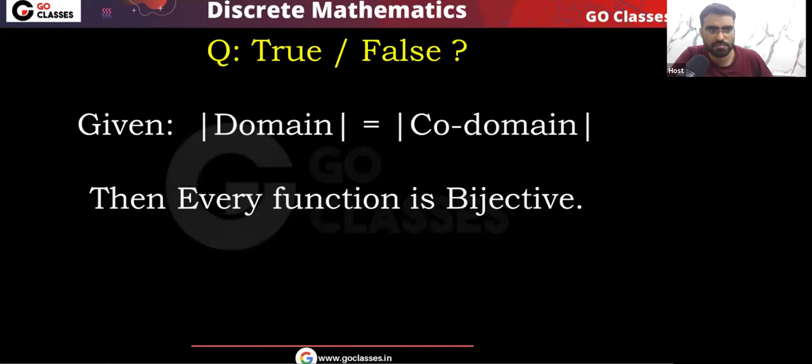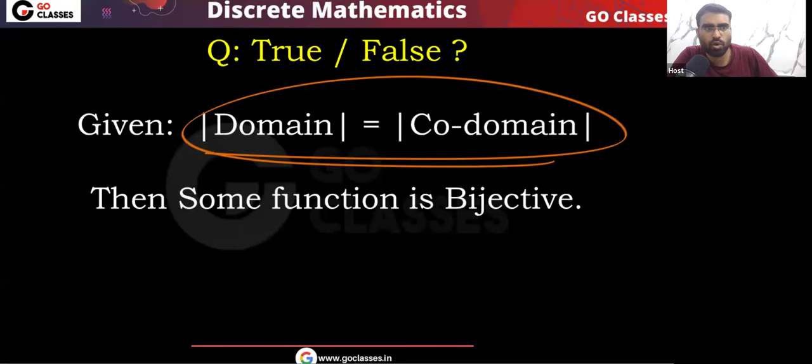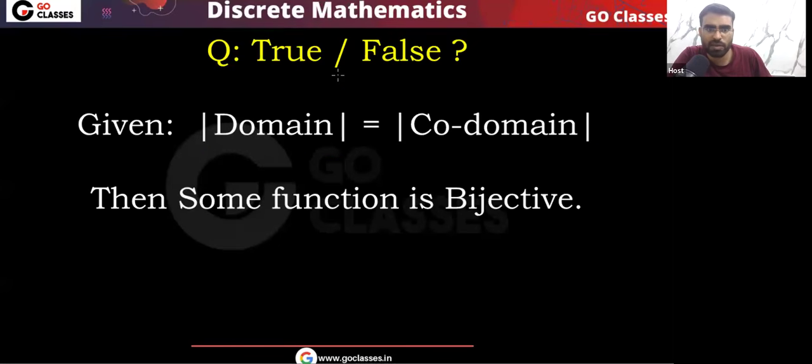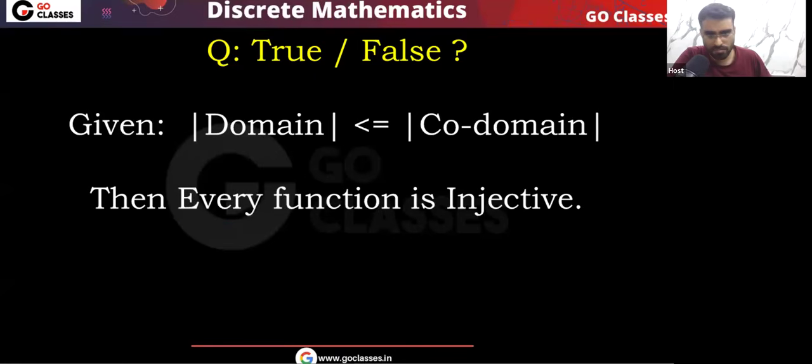Okay. Now tell me the answer for this question. True or false? It is given that domain cardinality is equal to codomain cardinality. Now, every function is bijective. The answer is no. Okay. What about this question? Domain cardinality and codomain cardinality are same. Some function is bijective. The answer is yes. Okay. This is true.